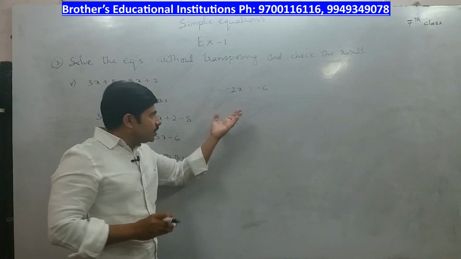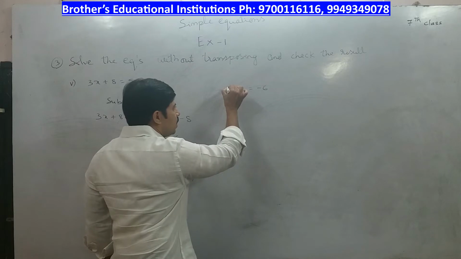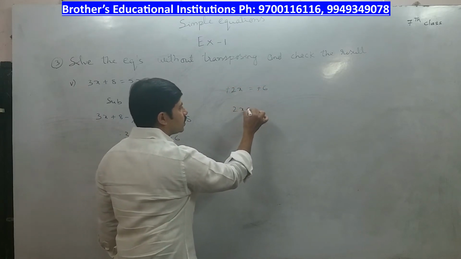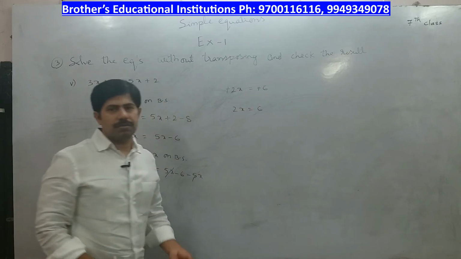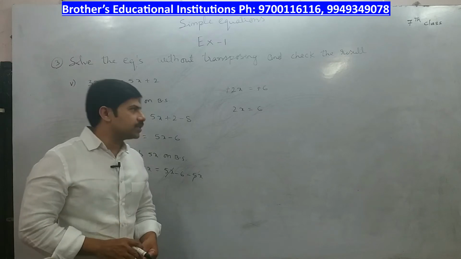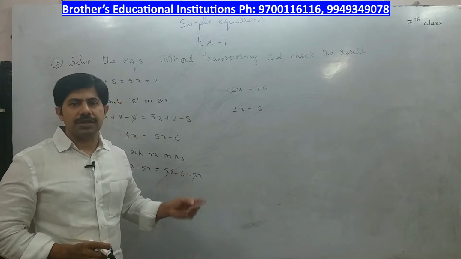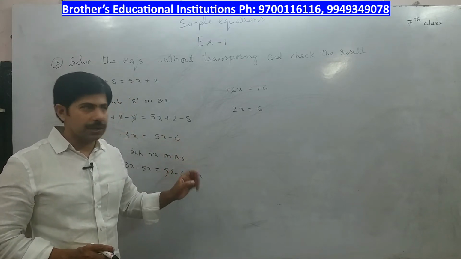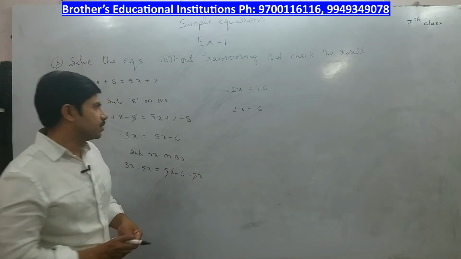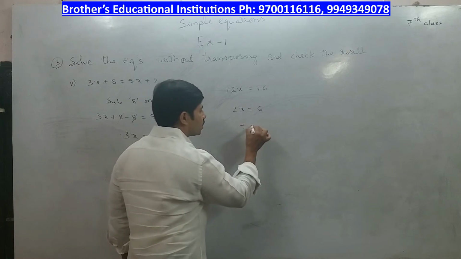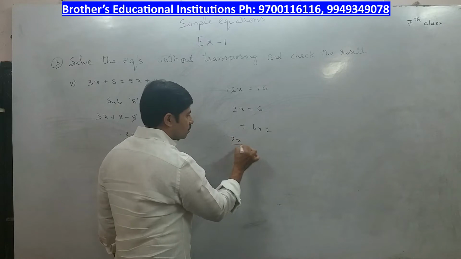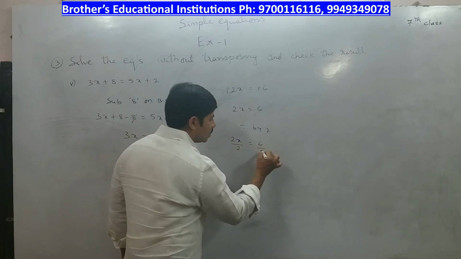As we have an equals sign, we can eliminate these minus signs also. Minus is equal to minus, we can cancel. So we get 2x is equal to 6. Now what is this 2x? 2 times x, that means 2 and x are in product. So in order to eliminate that 2, we have to divide both sides by 2. So I am dividing 2x by 2 is equal to 6 by 2.